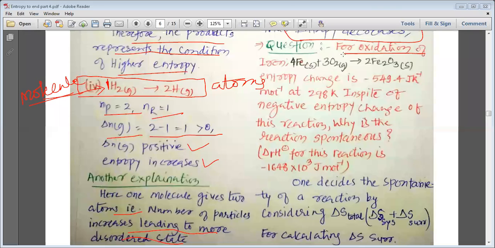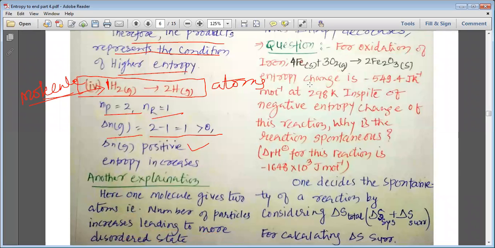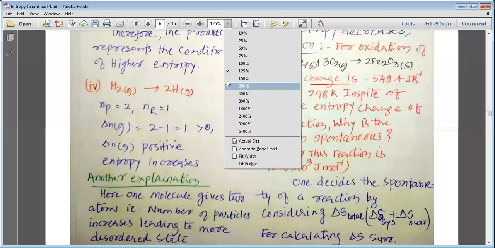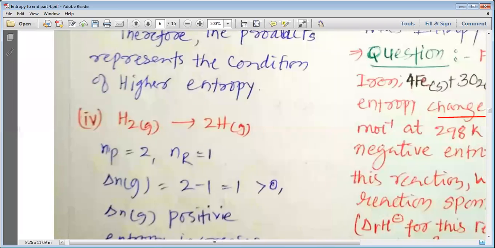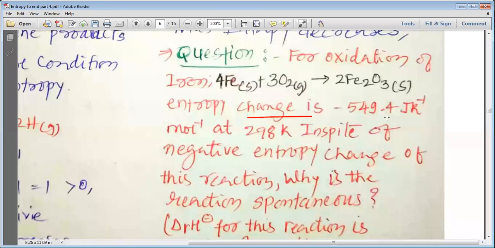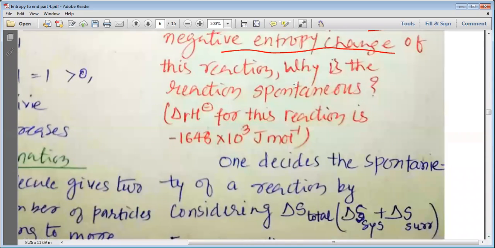Now we'll look at the next question. For oxidation of iron, that is Fe solid plus 3O2, it gives Fe2O3 solid. Entropy change for oxidation is minus 549.4 joule per Kelvin per mole at 298 Kelvin. In spite of negative entropy change of this reaction, why is the reaction spontaneous?